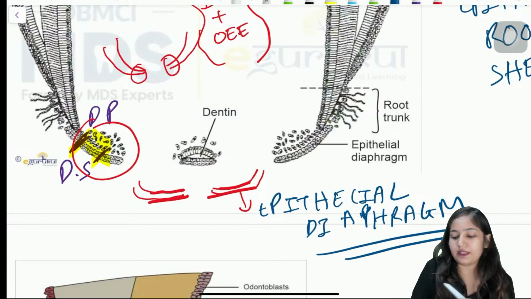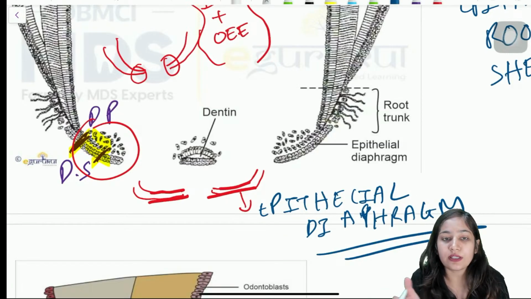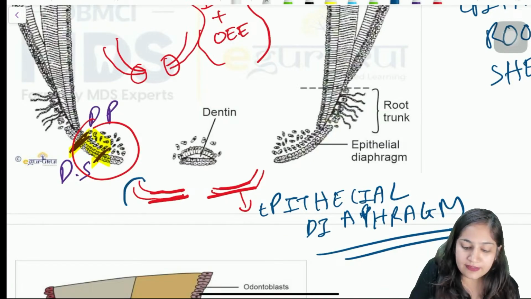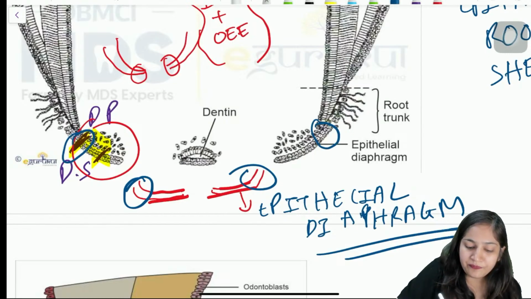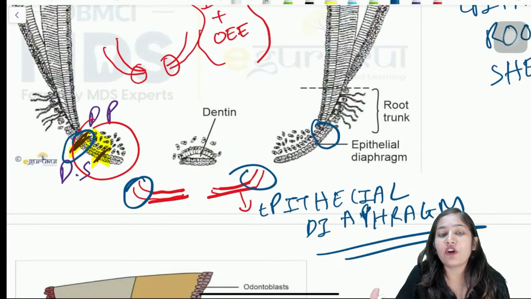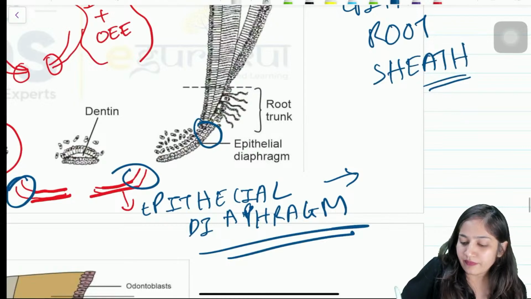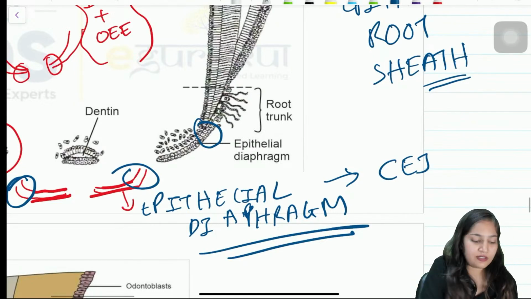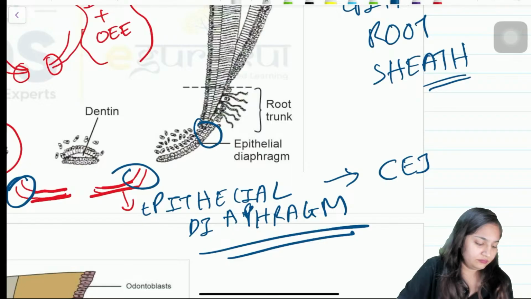This is our epithelial diaphragm. This sharp band that is present during the proliferation of the cells, this band is our epithelial diaphragm. Here you can see this band. This is our epithelial diaphragm. It leaves a blueprint for the future cemento-enamel junction. Cemento-enamel junction. Right?